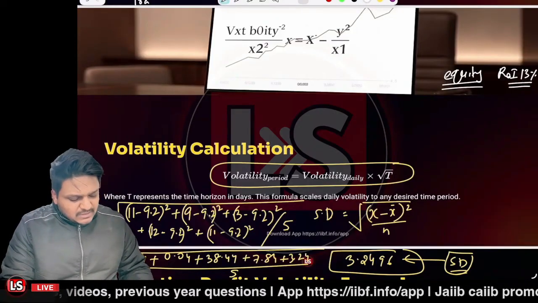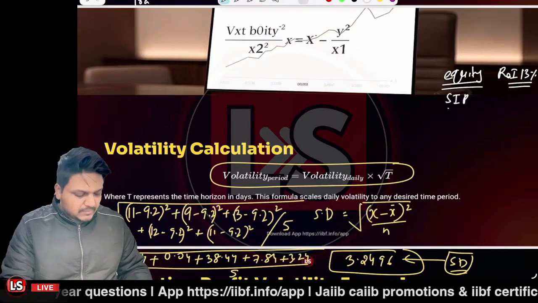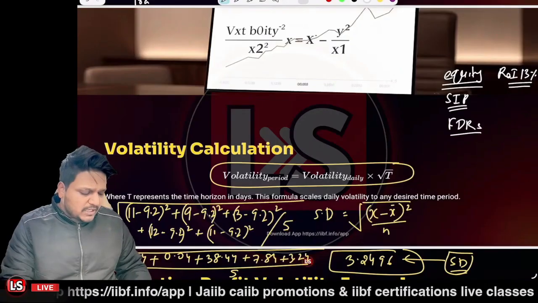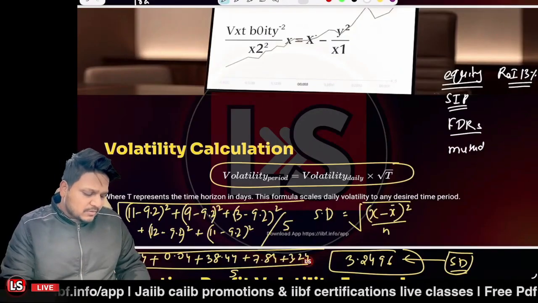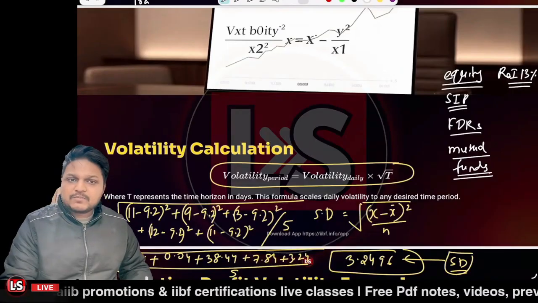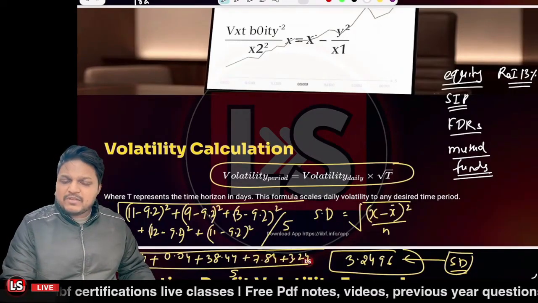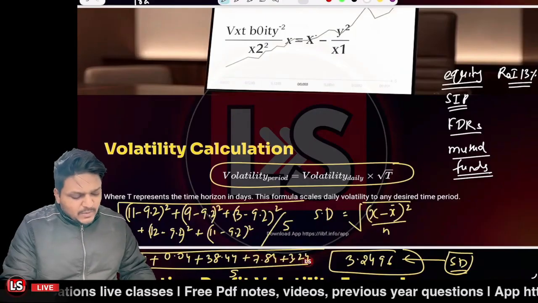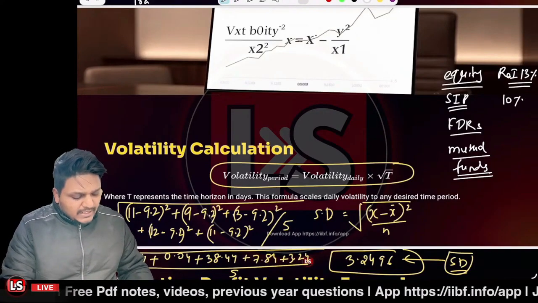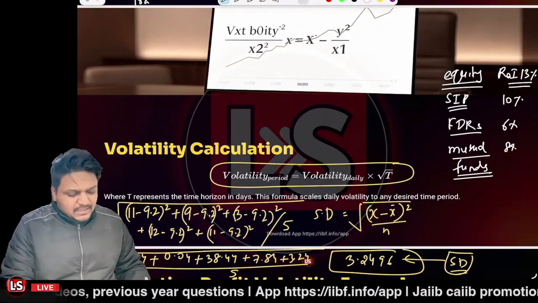Now you are investing some amount in SIP, some amount in FDRs, and some amount in mutual funds, right? Different instruments will be carrying different risks. Some of them will have higher risk and some may have lower risk. Let's say the ROI for SIP is 10%, FDR is 6%, and mutual fund is 8%.